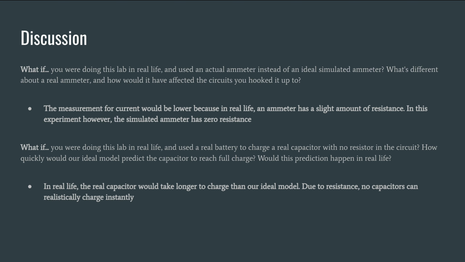And for our discussion, what if you were doing this lab in real life and used an actual ammeter instead of an ideal simulated ammeter? What's different about a real ammeter, and how would it have affected the circuits you hooked it up to? So the measurement for current would be lower because in real life, an ammeter has a slight amount of resistance, and in this experiment, the simulated ammeter has 0 resistance.